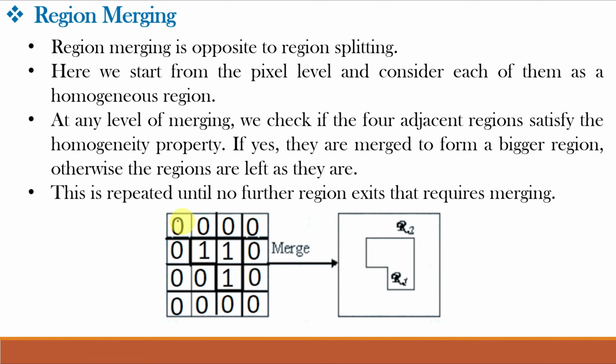For example, this 0 is merged with this 0 and this 0, but it is not merged with this 1. Similarly, this 1 is merged with this 1 and this 1 is also merged with this 1. So hence we get two regions, region R1 having 1s and region R2 having 0s.